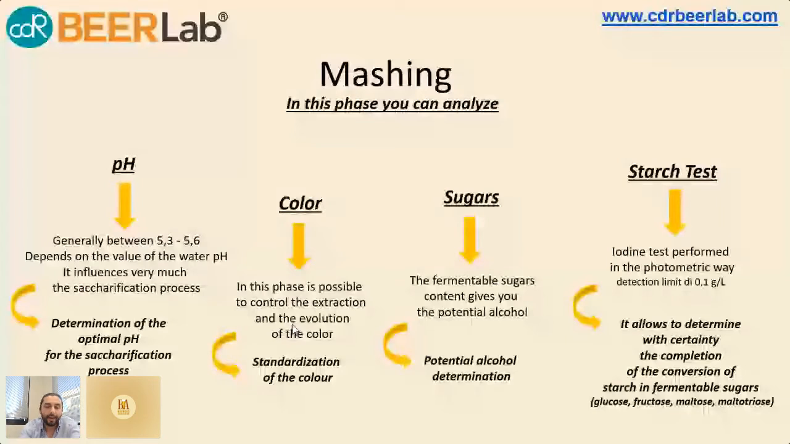And if you want, and we have a specific case study that talks about that, you can study the evolution of the fermentable sugars to reduce your mashing. And anyway, we will talk a little bit about that later. Also, the starch test to detect the endpoint of your mashing, in order to have the complete conversion of your starch into the fermentable sugars: glucose, fructose, maltose, and maltotriose.